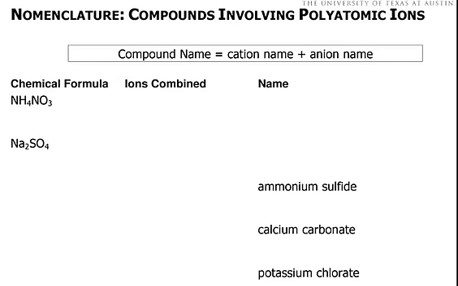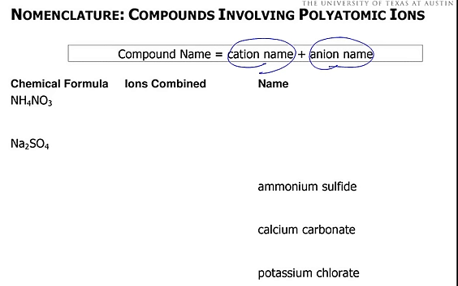Hello, and welcome to the module on naming compounds involving polyatomic ions. The key to understanding how to name polyatomic ions is to recognize that the compound name overall is simply the cation name, a space, and then the anion name. So if we know what the cation and the anions are, then we can name the compound. Let's look at the first example.